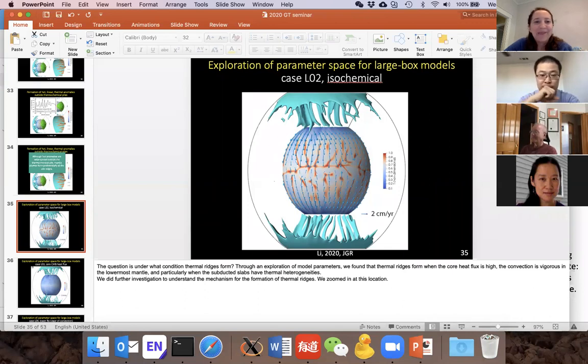Okay, and then a final follow-up. Have you compared any of these results with tomography specifically in any one region? Yes, we did compare the size. We also did a really simple estimation: if the thermal ridges are this hot, how much seismic anomaly reduction can they contribute? It's quite consistent. I did not show figures here, but in the paper we have a very long discussion on it. But in my opinion, it's still too early to make a direct comparison between these two.